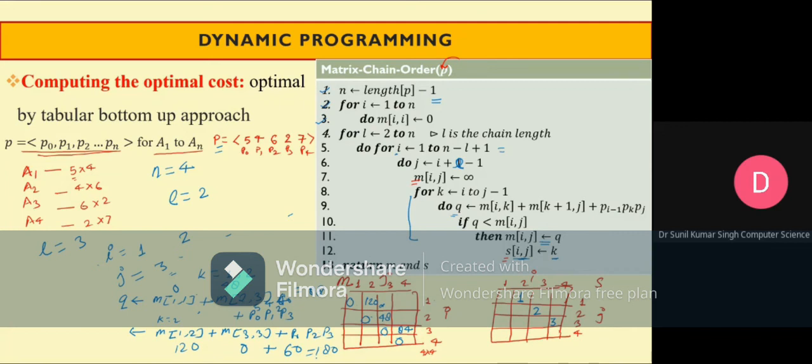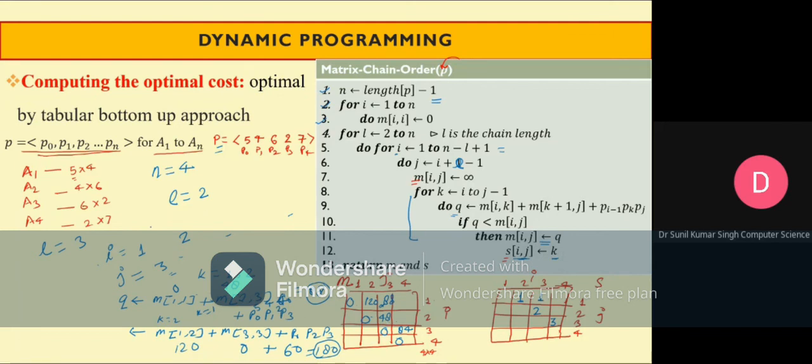Now look at here, which one is the minimum? This one is the minimum. And for which value of K? For value of K is equal to 1. So here it will come 88. And similarly, value in Sij, here it will come 1.